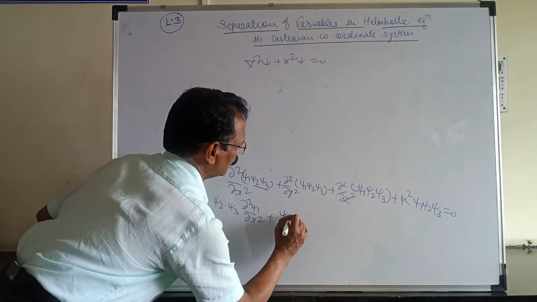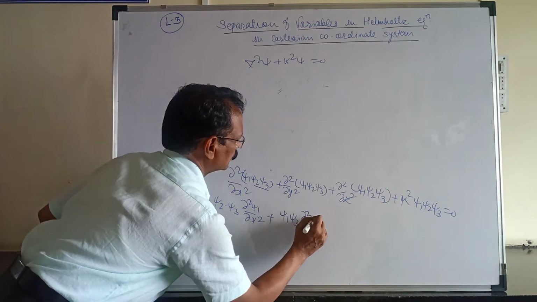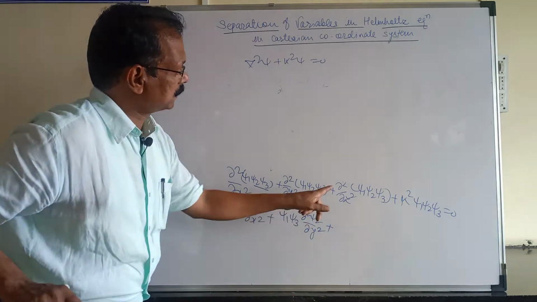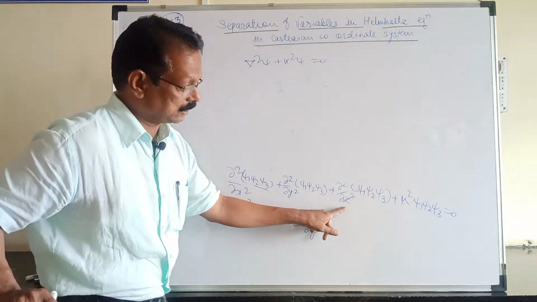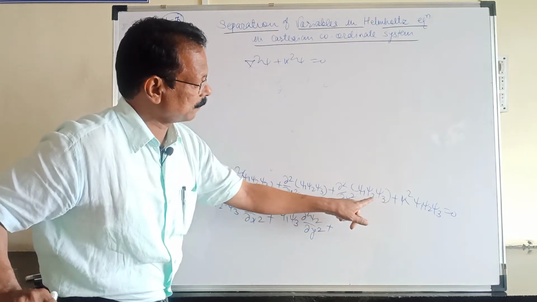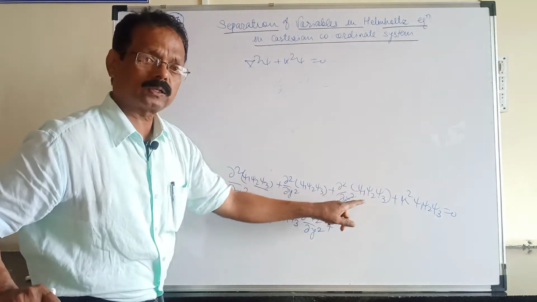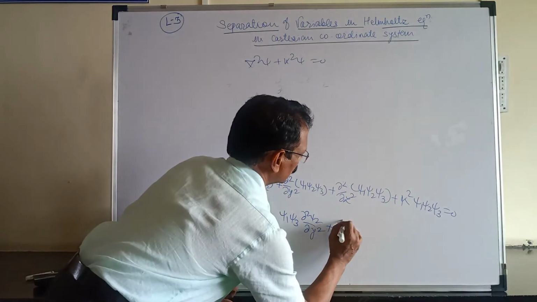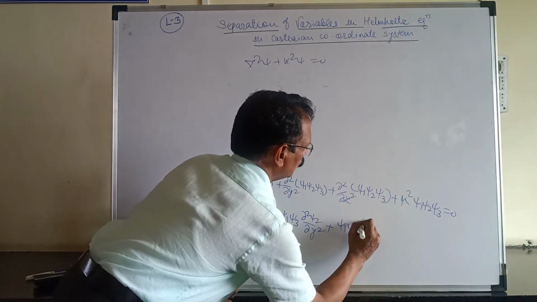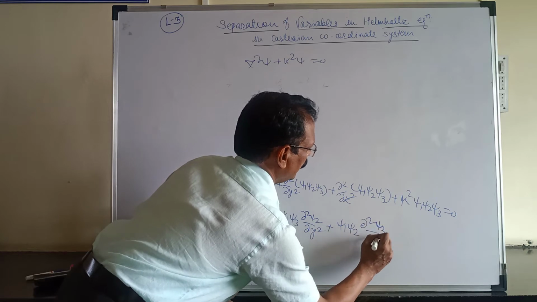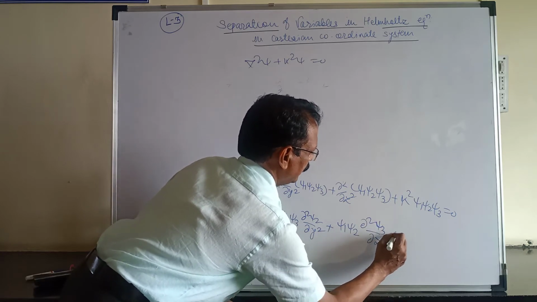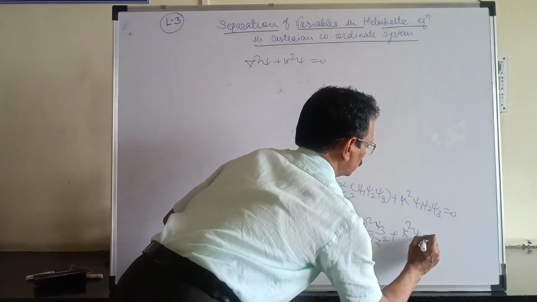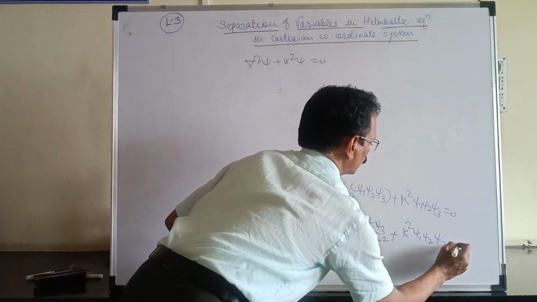It is psi 1 into psi 3 d2 psi 2 by dy square plus, in this case the third term we have to differentiate with respect to z. Psi 3 is a function of z only, therefore psi 1 and psi 2 are constants that we similarly take outside the bracket, plus psi 1 psi 2 d2 psi 3 by dz square. There is no change in this term, it is plus k square into psi 1 psi 2 psi 3 and it is equal to 0.